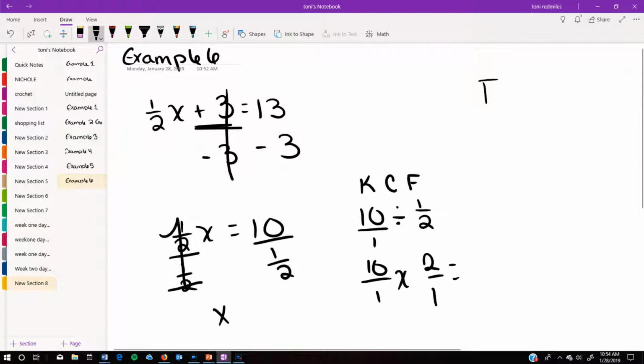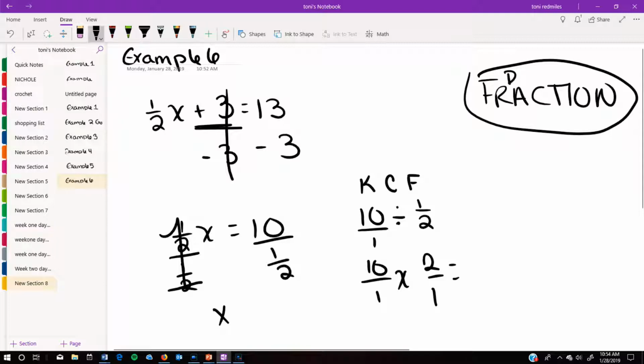And if you're wondering, how in the heck does this work? This doesn't make any sense. Look up a video on dividing fractions. I might even have one, I don't know. All right, so I multiply across. 10 times 2 is 20. 1 times 1 is 1. Anything over 1 is being divided by 1, so it's just itself. The answer is 20. Now we need to do a check.